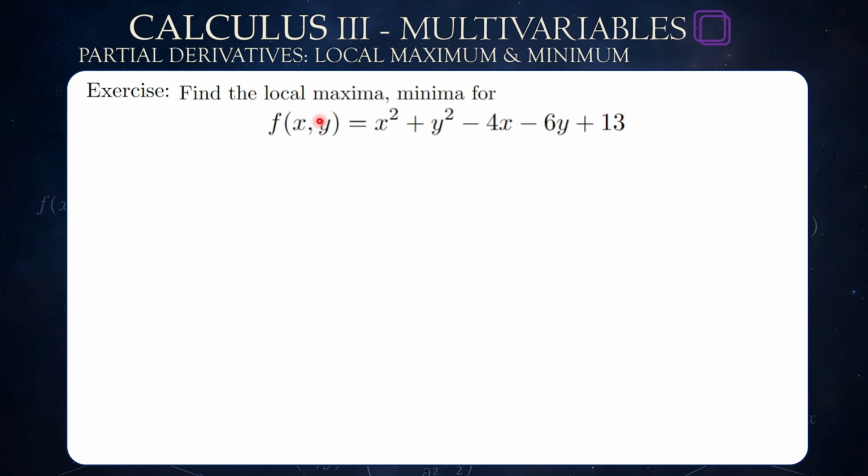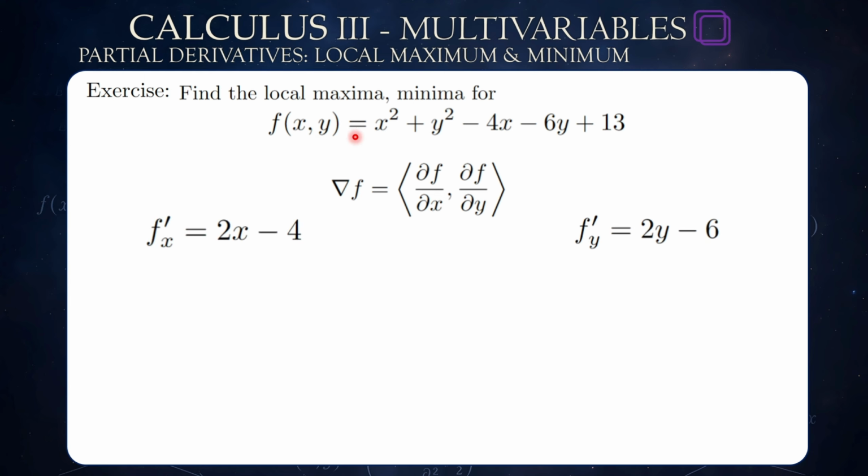Another exercise, find the local maxima and minima for f(x,y) equals x squared plus y squared minus 4x minus 6y plus 13. Let's start with the first degree derivatives in respect of x and y, which is nabla f. Of course, you can pause the video and try to solve it yourself. So nabla f is equal to partial f divided by partial x, which means derivative of f in respect of x, and partial f to partial y.